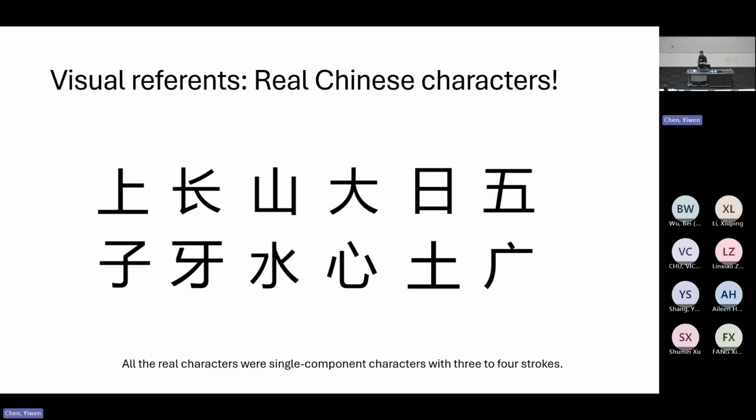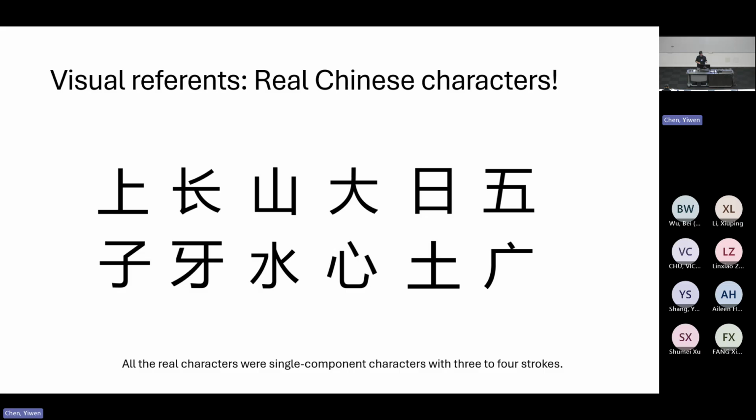We've actually used real visual Chinese characters. Of course, they mean something completely different. We selected these because the single component characters, 3 to 4 strokes, are relatively easy. But instead of having the other objects, we now have the characters. And this is because Cindy is very interested in studying also how non-native speakers learn how to write in Chinese. So there is a lot of research now on non-native speakers learning how to write Chinese.